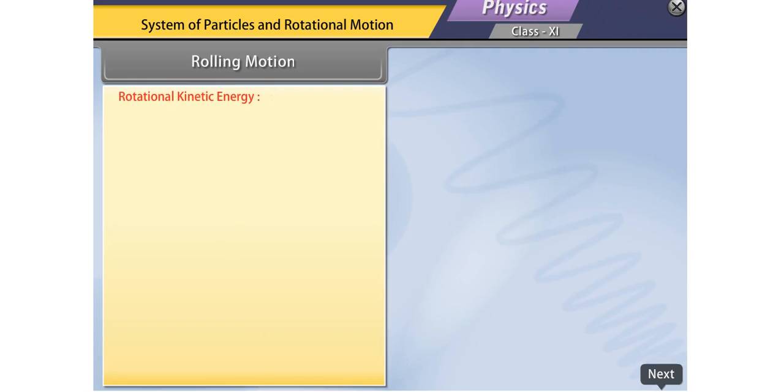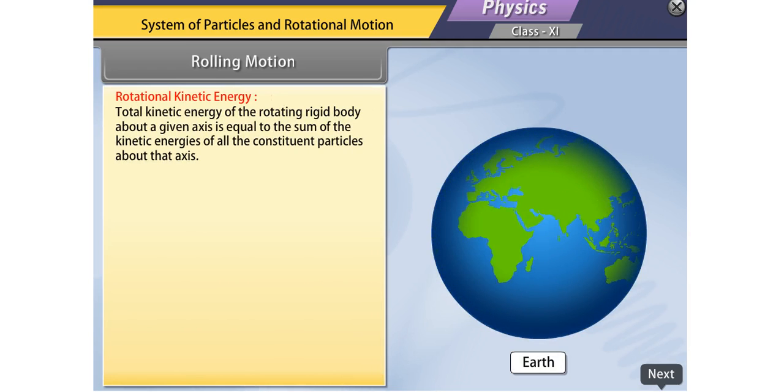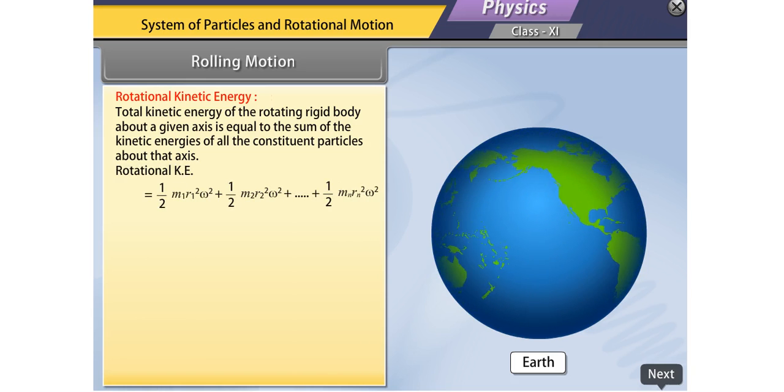Rotational kinetic energy. Total kinetic energy of the rotating rigid body about a given axis is equal to the sum of the kinetic energies of all the constituent particles about that axis. Rotational kinetic energy is equal to ½ m1 r1² ω² + ½ m2 r2² ω² + so on till ½ mn rn² ω². On summarizing this equation, we get rotational kinetic energy is equal to ½ Σ m r² multiplied by ω².